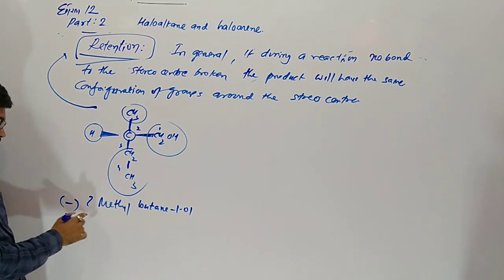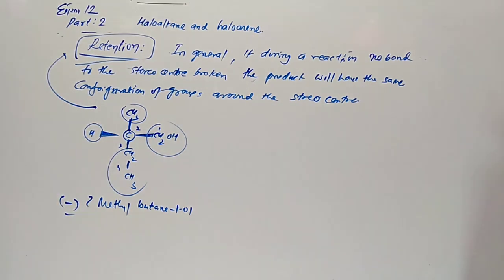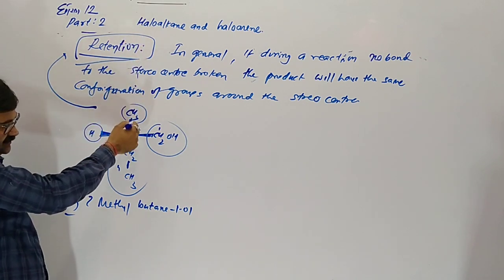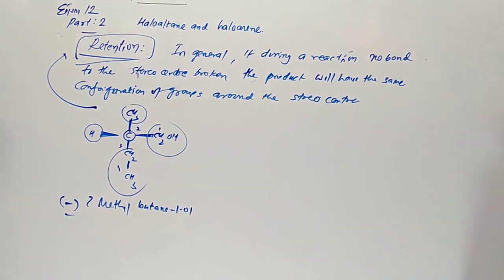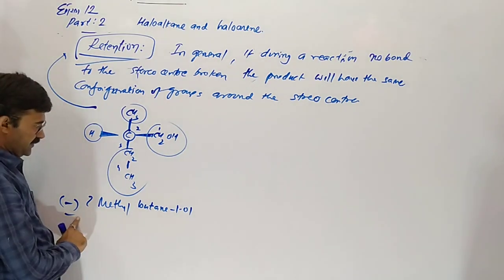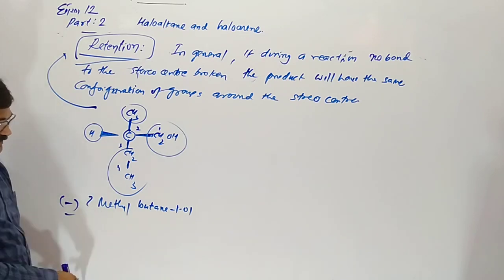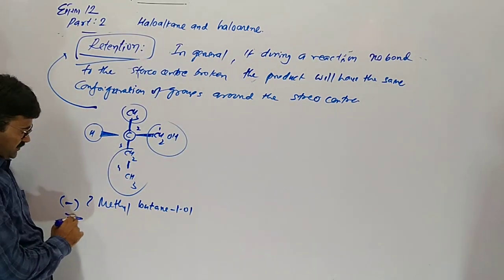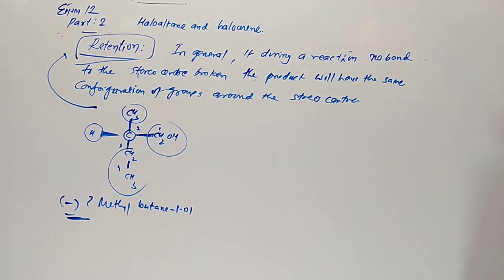This one is levo, levorotatory. When plane polarized light is passed through it, it deviates to the left-hand side, so it is levo. We can't decide levo or dextro without a practical. Using a polarimeter, we can determine the rotation of the plane of polarized light.